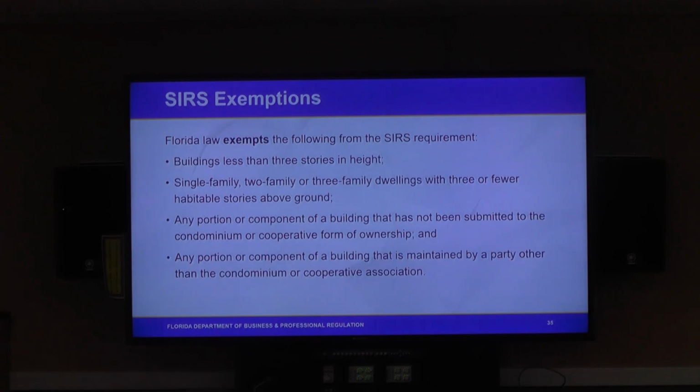Search exemption. Florida law exempts the following from the search requirement. Buildings less than three stories in height. Single family, two-family, or three-family dwellings with three or fewer habitable stories above ground. Any portion or component of a building that has not been submitted to the condominium or cooperative form of ownership. Any portion or component of a building that is maintained by a party other than the condominium or cooperative association.